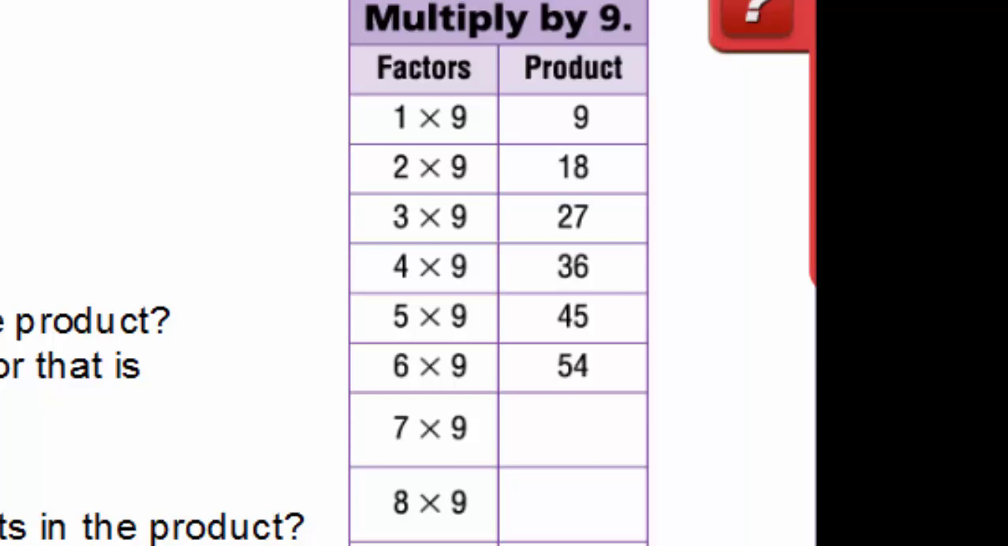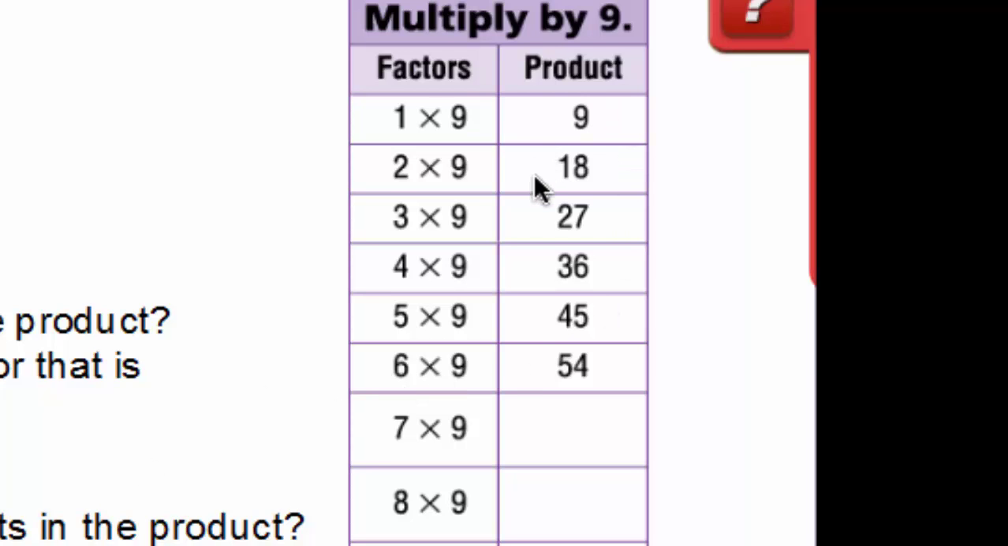The tens digit is 1 less than the factor that is multiplied to 9. So we have 2 times 9, the tens digit is a 1. 3 times 9, the tens digit is a 2. 4 times 9, the tens digit is a 3. Do you see that as we keep going? Aha, some of you are going, oh wow, that's cool. Yes, there's patterns everywhere in life. So the tens digit is just 1 less than the factor that you're multiplying with 9.